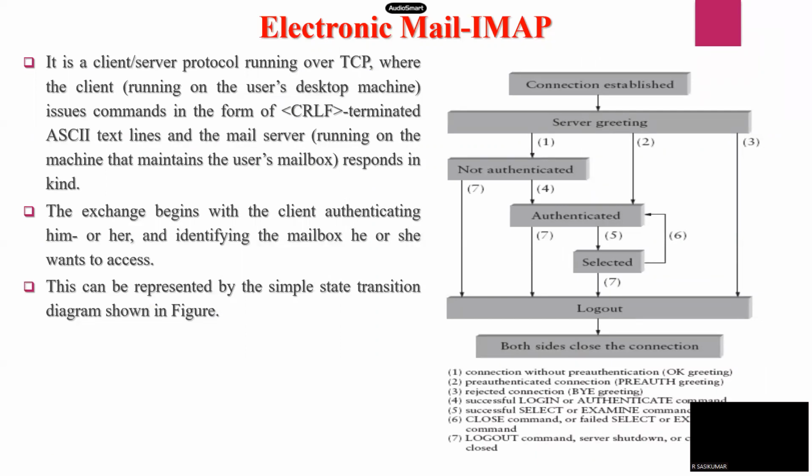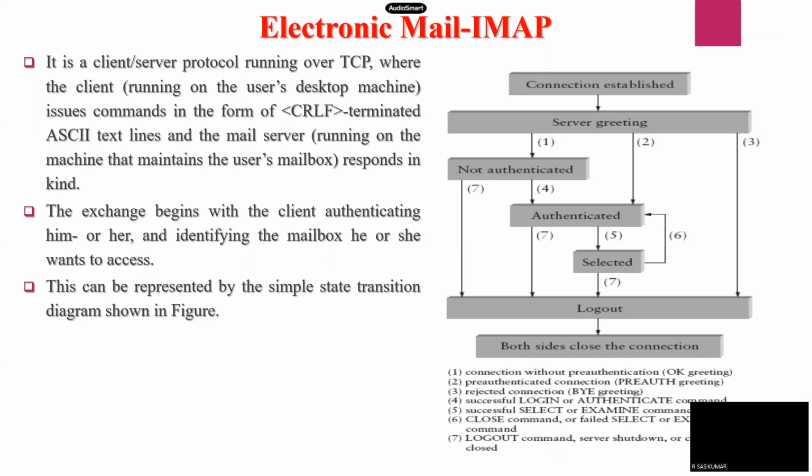IMAP is nothing but the Internet Message Access Protocol. On the right-hand side, this is the architecture of the IMAP protocol. It is a client-server protocol running over TCP, where the client running on the user's desktop machine issues a command in the form of a CRLF-terminated ASCII text line. So what is the meaning? The client has to send a message to the server.